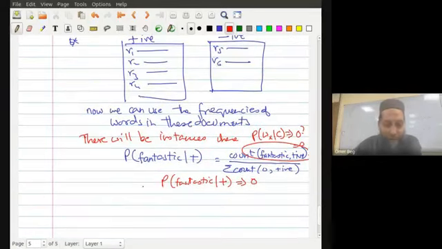So what we are going to do is to apply Laplace smoothing.